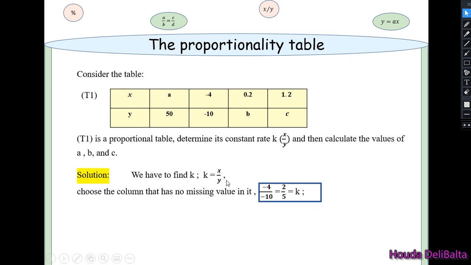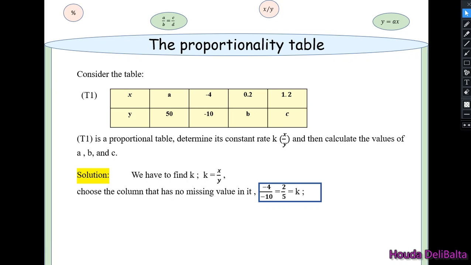So I specify k here that it is equal to x over y, and I search for a column that has no missing values in it, and here I choose minus 4 and minus 10. Then k is minus 4 over minus 10, dividing by minus 2, it is 2 over 5, and this is the constant rate for this proportional table. Now how to find a, b, and c?